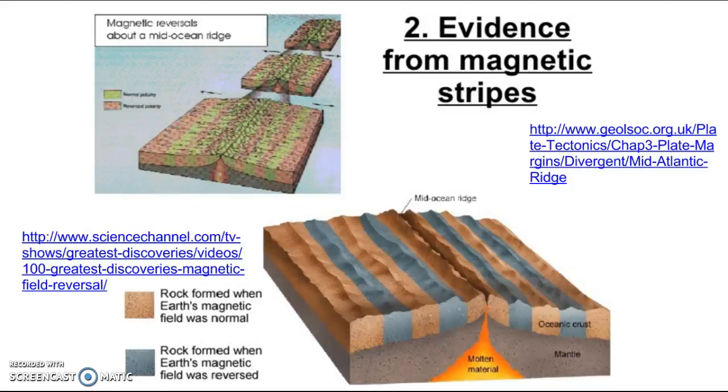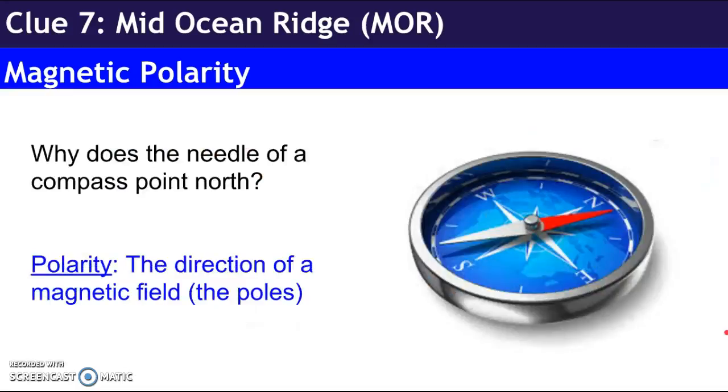The other kind of evidence he found we call magnetic stripes. They're these big stripes of magnetic polarity that they were able to measure using the rock. I'll explain that a little bit further, but this is a diagram showing what it would look like. The magnetic stripe has to do with polarity. So you're going to want to pause to write down the definition of polarity, but it's just the direction of a magnetic field.